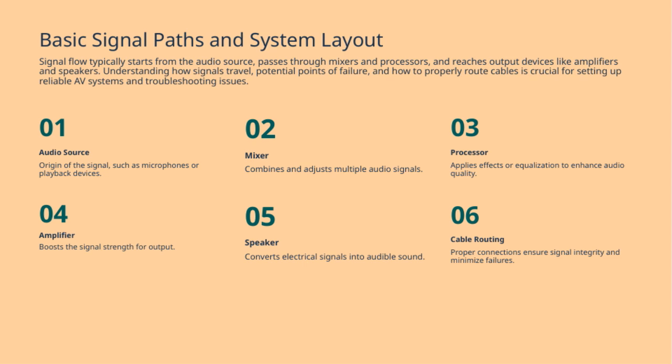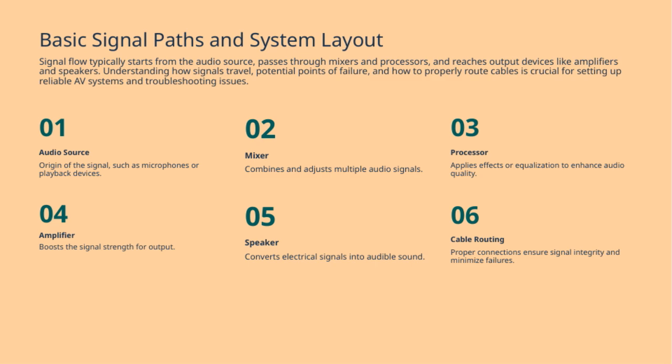Now, as the signal travels from the source, such as a microphone or playback device, it moves through various components like mixers, processors, and amplifiers before reaching the speakers. Each of these stages plays a vital role in shaping the final sound. Understanding the basic signal path is key, starting from the audio source, passing through mixers and processors to enhance or modify the sound, then going to the amplifier, and finally reaching the speakers. Proper routing ensures that the signal remains strong and clear at every stage.